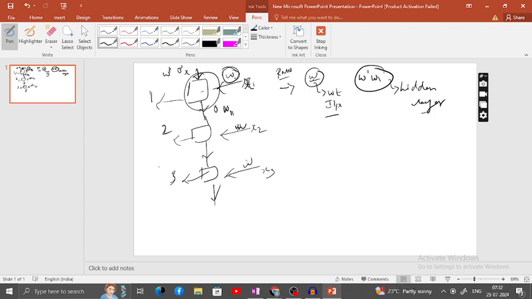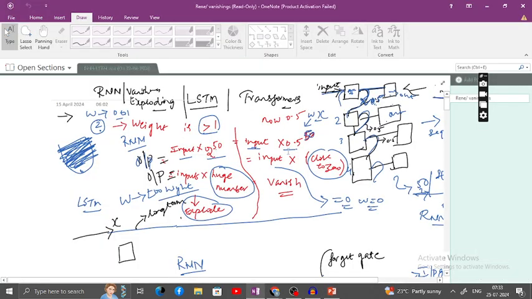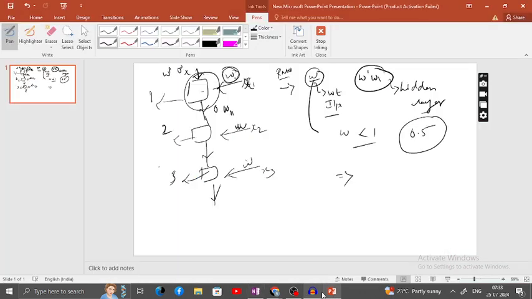If you are going to assume the value for weights less than 1, what happens? Let us say it is 0.5. Yesterday we initialized with 0.5, right? So that is what I am trying to say here. If the initial weight assumed is 0.5, what happens? Input means x11. Input is input into weight to the power of the number of words. So input is x11 into weight to the power, for example 50 words are there.